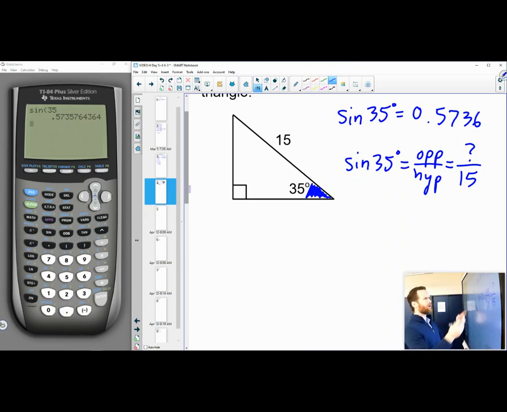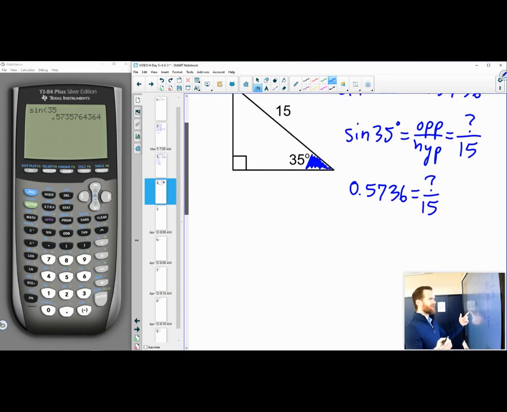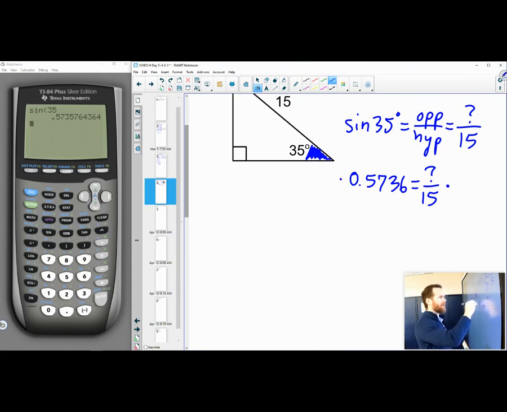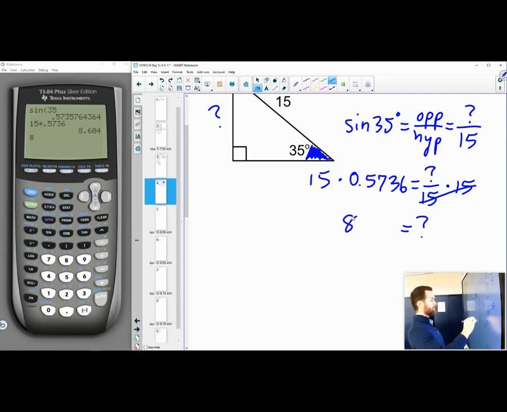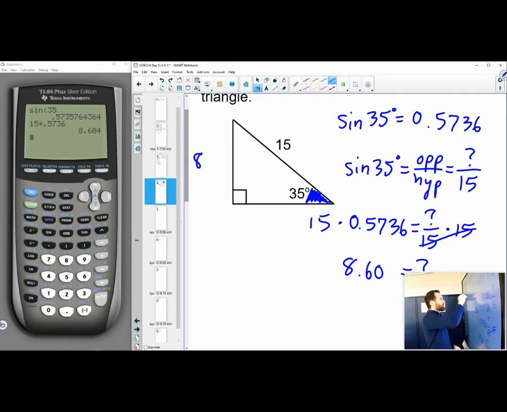And then based on the calculator, we know the sine of 35 is 0.5736, excuse me. That's going to equal something over 15. Well, we know how to get rid of division. To undo division, we multiply both sides by whatever the denominator is. So the 15s will cancel out, and we end up with the opposite side. That missing side we're looking for is just going to be 15 times 0.5736, and we'll get approximately 8.60. So that's one missing side.